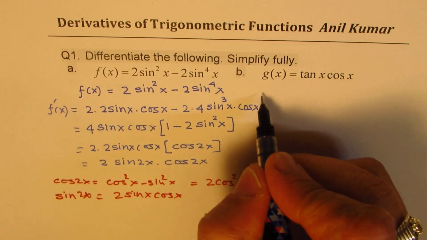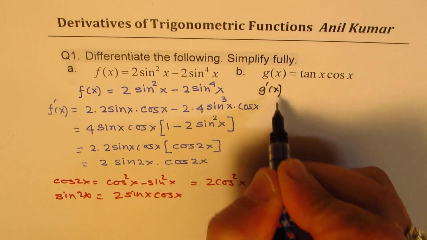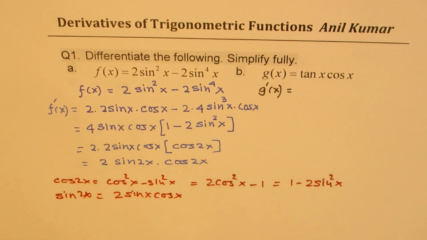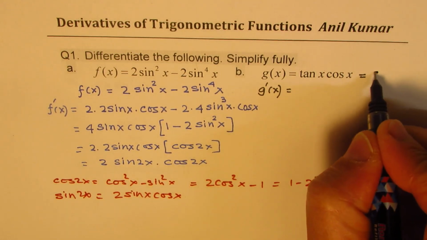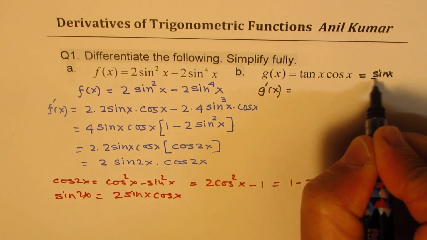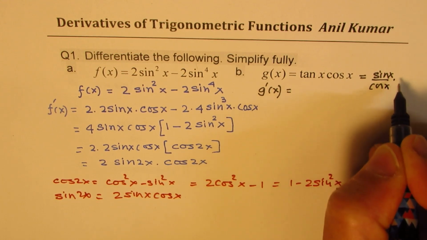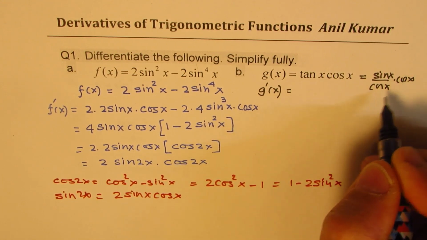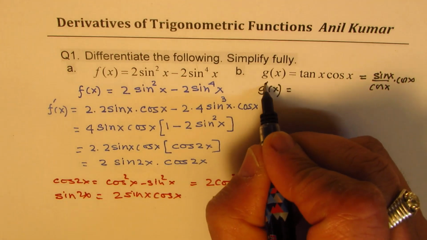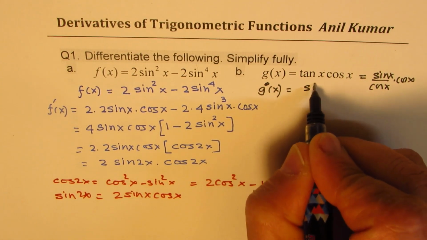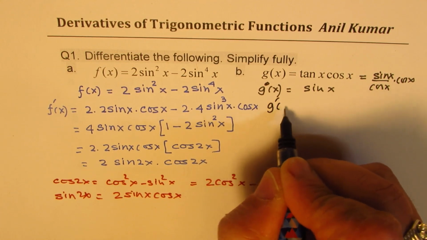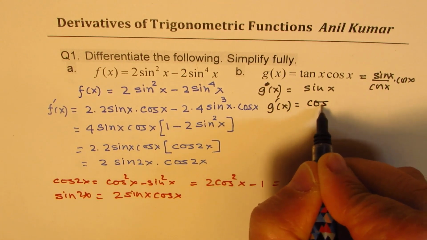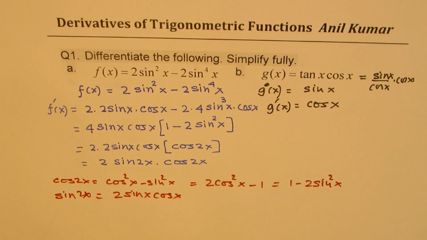Now let's say g dash x. You could actually simplify this and then do the derivative. So you could do that also. So some of you can actually simplify the function, write this as sine x over cos x times cos x, and then you are left with sine x, correct? So you could say g of x is sine x, and therefore the derivative of this function is basically cos x, correct? You could do that.